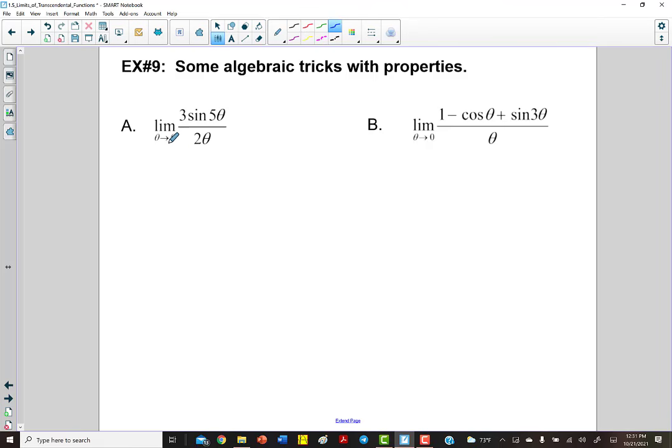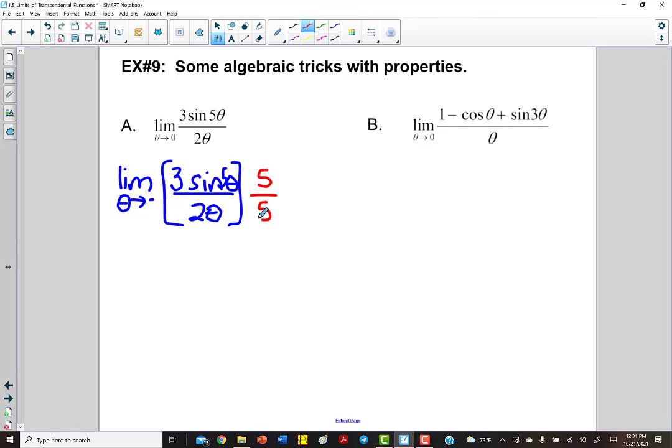So in these last few, here's some algebraic manipulation. We've got the limit as theta goes to 0, and I've got 3 sine 5 theta over 2 theta, and I need to have 5 theta on top and bottom. So I want to multiply the top by 5 and the bottom by 5. So just a little bit of manipulation.